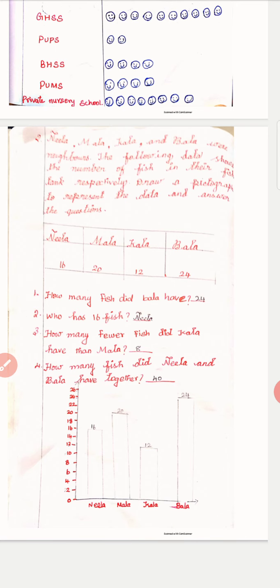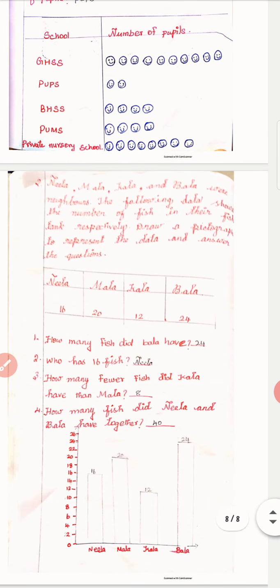What are the names given? Neela, Mala, Kala, Bala. How many fish does Neela have? 16. You start with 0, 2, 4. You take the scale as 2, so one unit equals 2. Then you draw the bar graph. Neela 16, Mala 20, Kala 12, Bala 24. Next you write the answers.